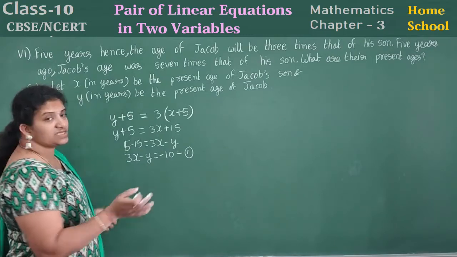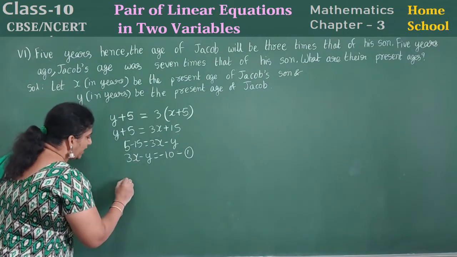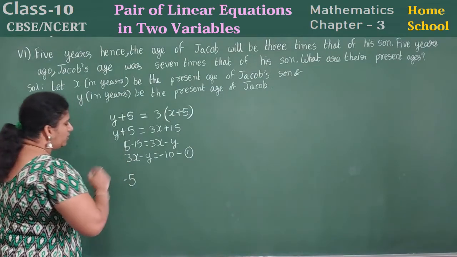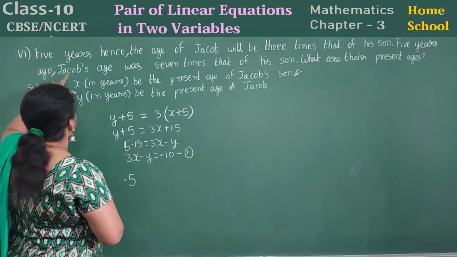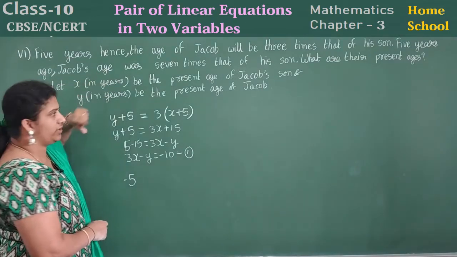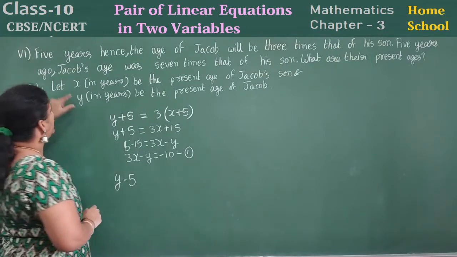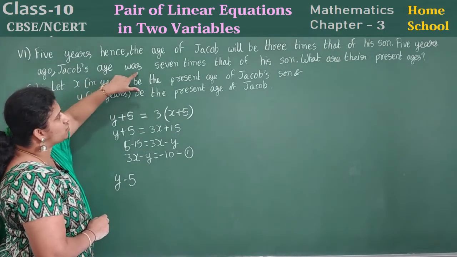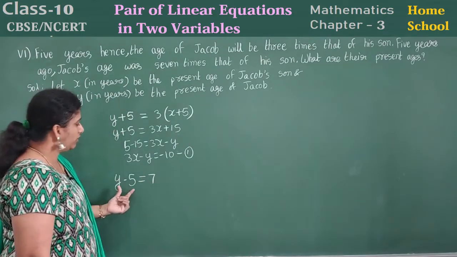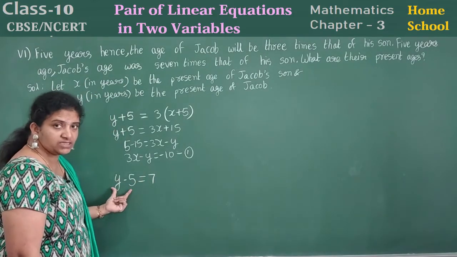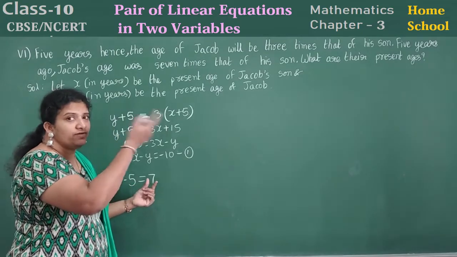5 years ago. Ago means back. 5 years ago minus 5, children. Whom we are talking? Father or son? Okay. Jacob's age means y minus 5. Jacob's age 5 years ago was 7 times that of his son.